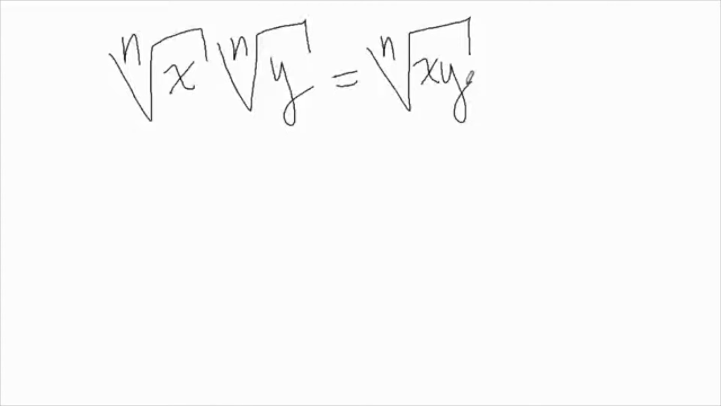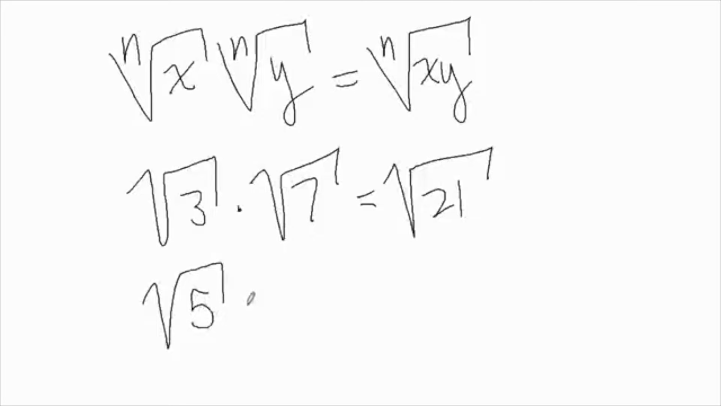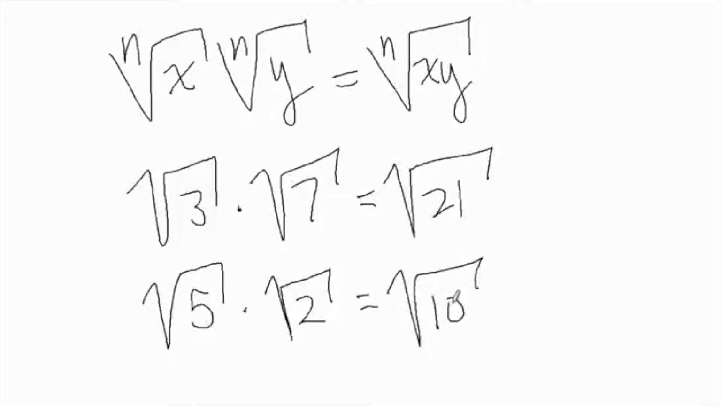So let me show you some examples. The square root of 3 times the square root of 7 is equal to the square root of 3 times 7, or 21. The square root of 5 times the square root of 2 is equal to the square root of 5 times 2, or 10. I hope that is clear.